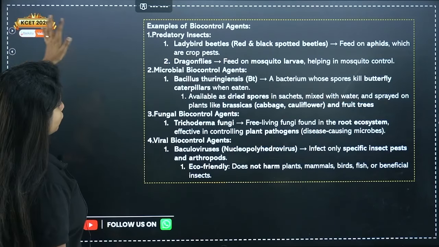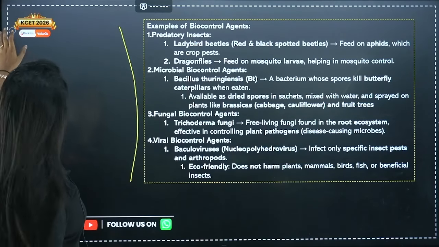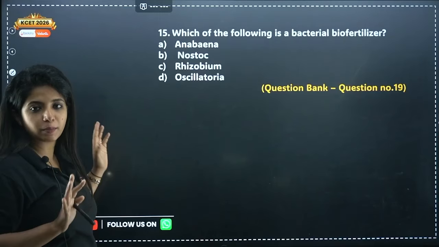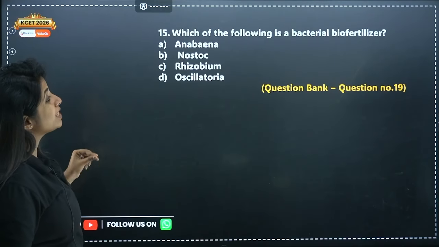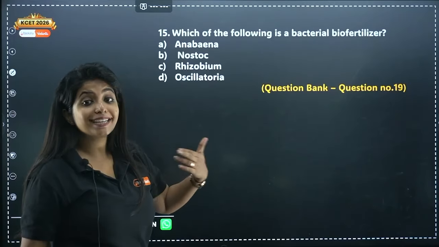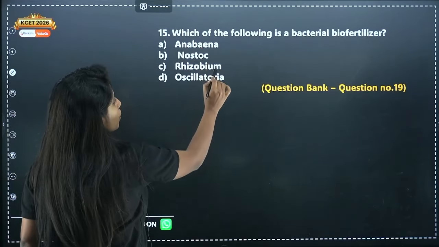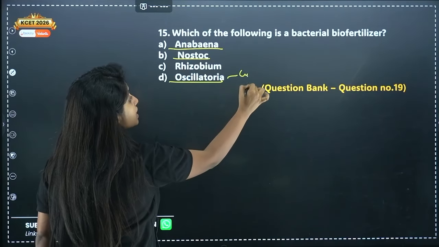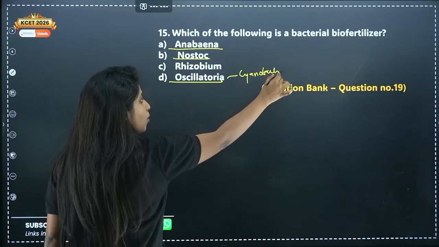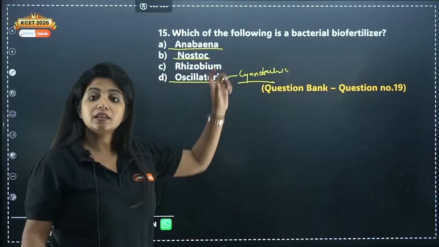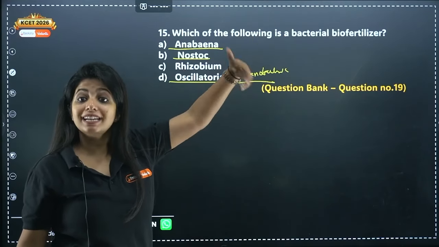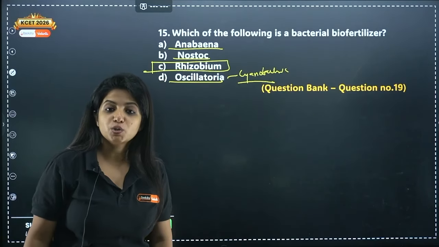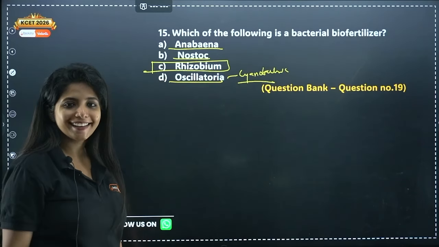Okay. So over here you have a few more examples of biocontrol agents. We will go line by line and study this, okay? Do not be worried, I have bigger, longer questions, which is why I'm not discussing that over here. Now, which of the following is a bacterial biofertilizer? Anabaena, Nostoc, Rhizobium, Oscillatoria. I told you, these come under cyanobacteria. Now, cyanobacteria also come under bacteria itself, but here they are specifically asking about bacterial biofertilizers. The answer would be Rhizobium. Okay? Yes.